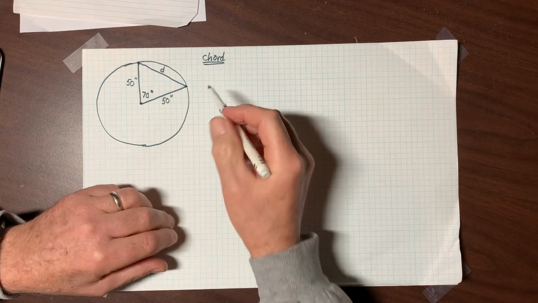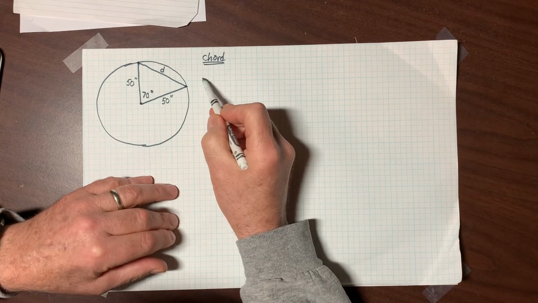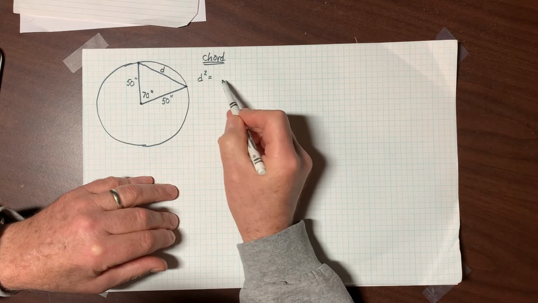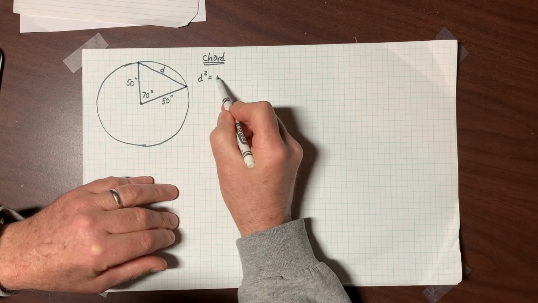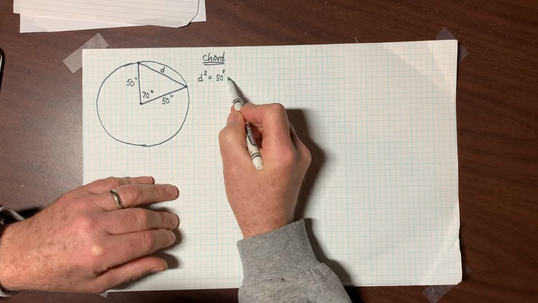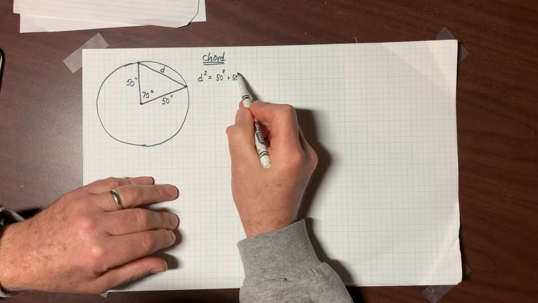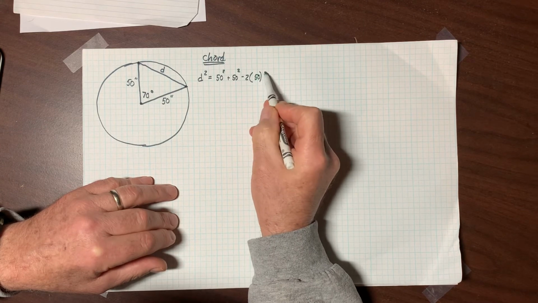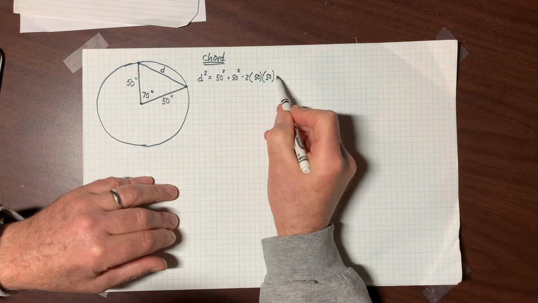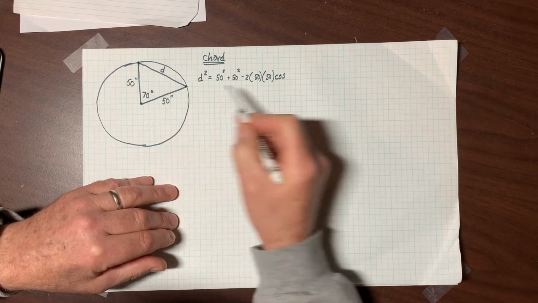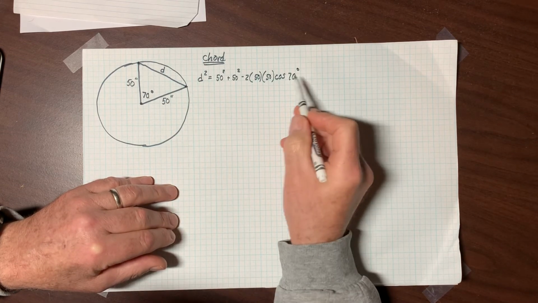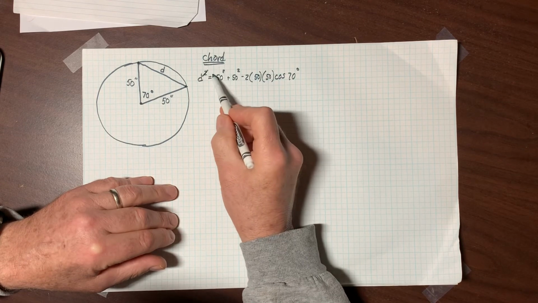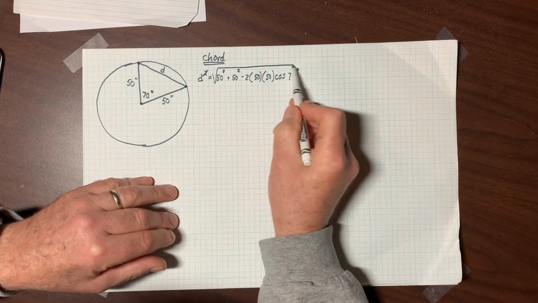And we could say, if we wanted to, that d squared is equal to 50 squared plus 50 squared minus 2 times 50 times 50 times the cosine of 70 degrees. And then d actually equals the square root of that whole expression.